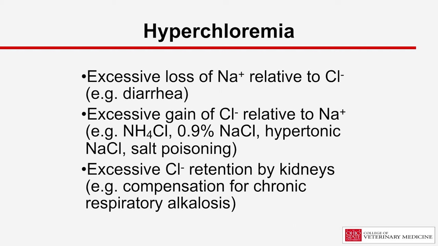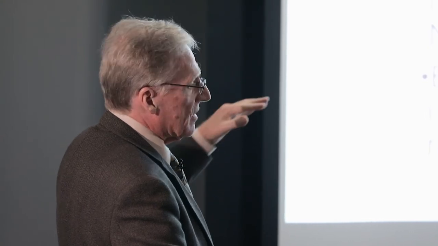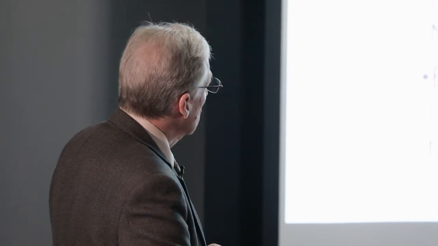The only other situation where you see hyperchloremia is with excessive chloride retention by the kidneys as a compensation for chronic respiratory alkalosis. What happens with chronic respiratory alkalosis is the PCO2 goes down, and as that happens, the pH goes up. When the pH goes up, you get decreased secretion of hydrogen ions in the kidney, and when that happens, you get decreased reabsorption of bicarbonate and reciprocally increased reabsorption of chloride and hyperchloremia.